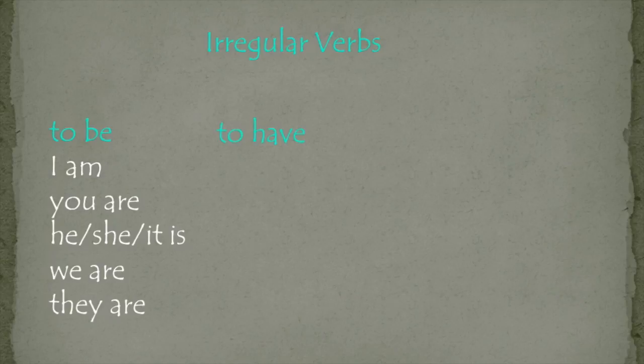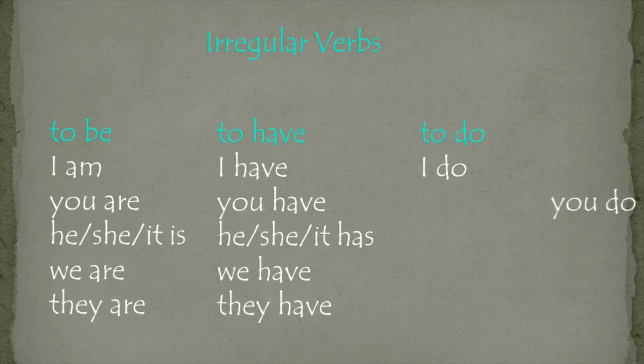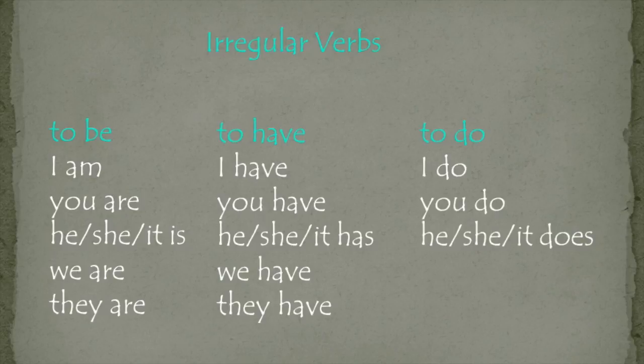I have, you have, he, she, or it has, we have, and they have. And finally, the verb to do, which is important in forming negatives and questions. I do, you do, he, she, or it does, we do, and they do.